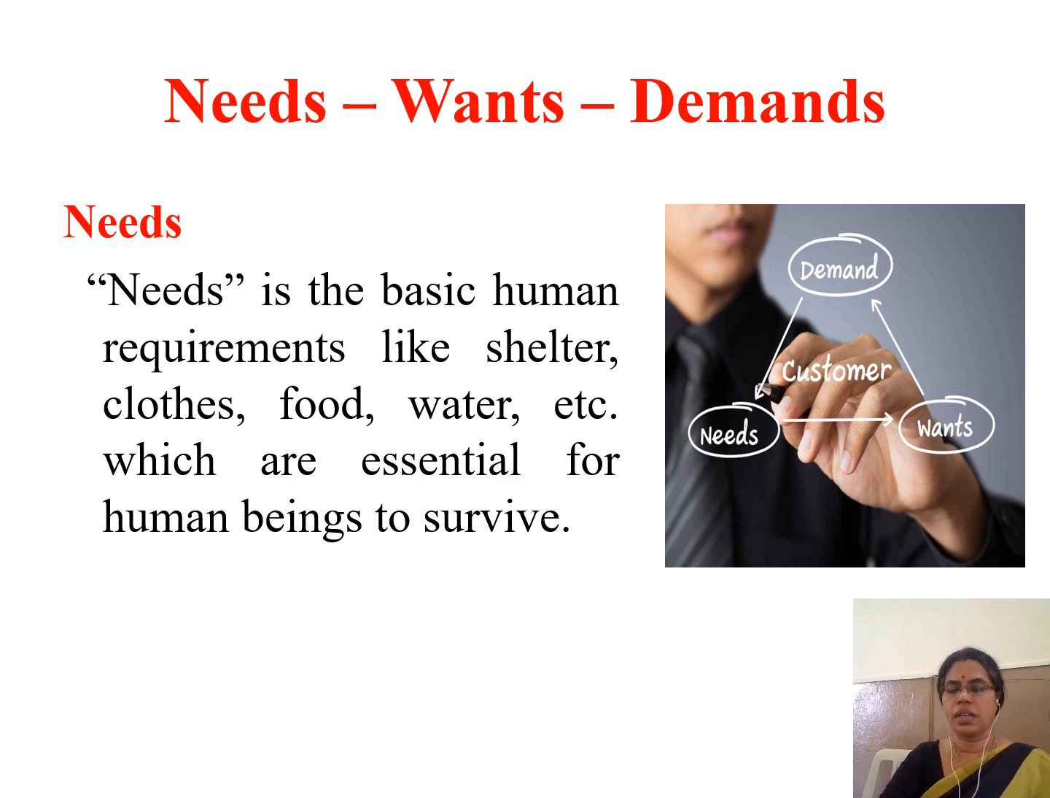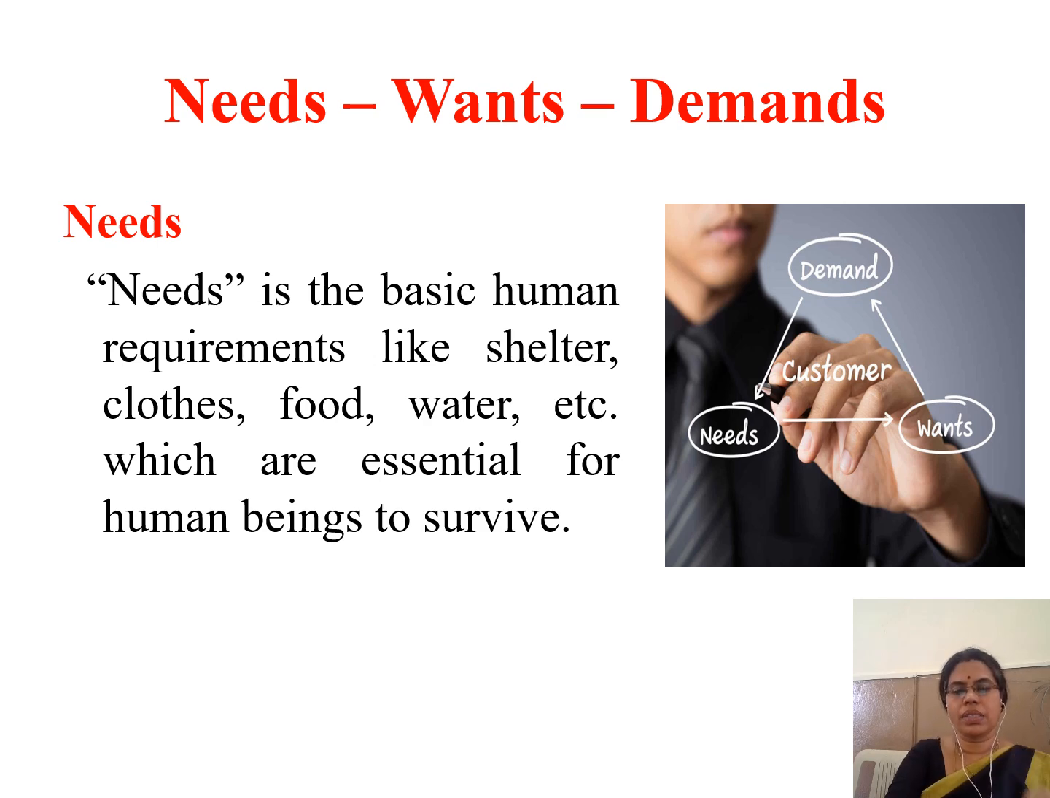So wants means here, I'm feeling thirsty. I would like to have water. But instead of water, there are too many alternatives. I can go for a cool drink, I can go for buttermilk, I can go for coconut water, I can go for juice, or I can go for something extravagant. The particular alternative which I can choose in order to fulfill my need is called want. Based on my requirements, I satisfy my need. That is called want.